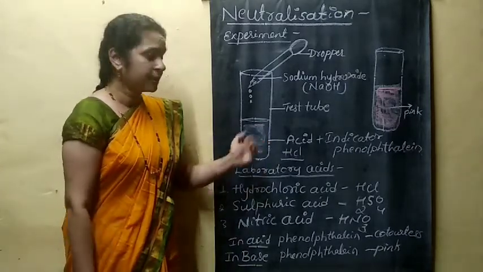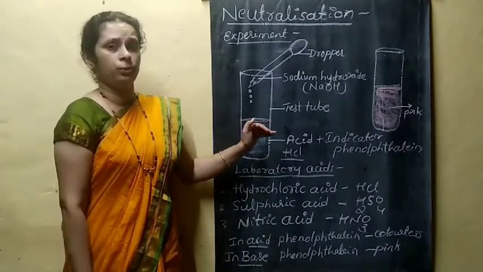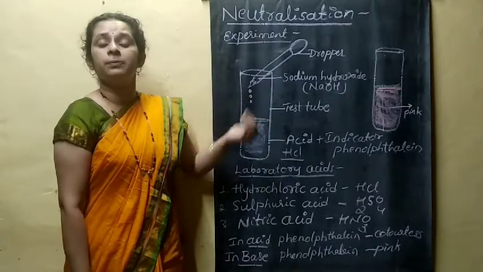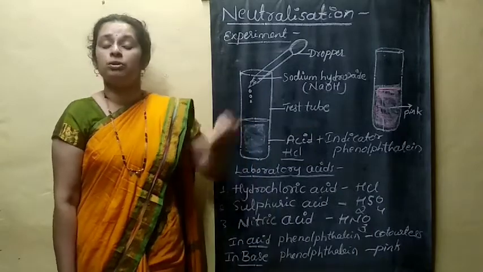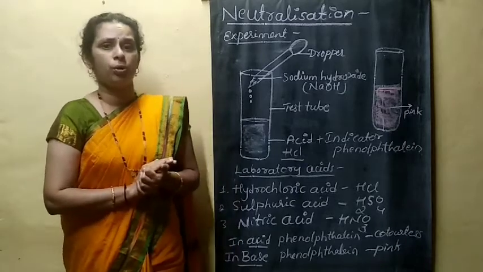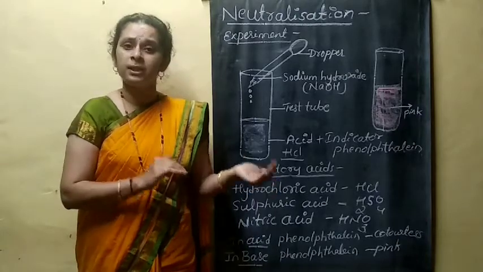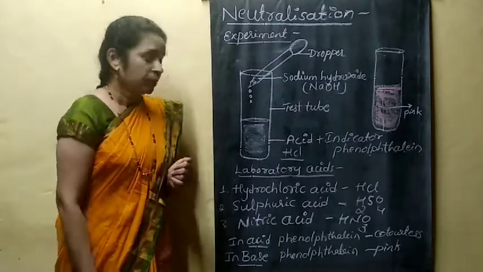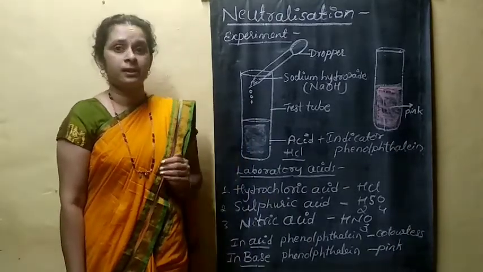That indicates the neutral solution. When the pink color appears, the solution has become neutral at that time. First the solution is acidic, and at one point it will be a neutral solution. Again, if you go on adding the base sodium hydroxide, the solution will become basic. In between, you will come across a neutral solution. You know the meaning of a neutral solution: it will not change the color of litmus. It is not basic, not acidic. This is the experiment to understand the neutralization reaction.